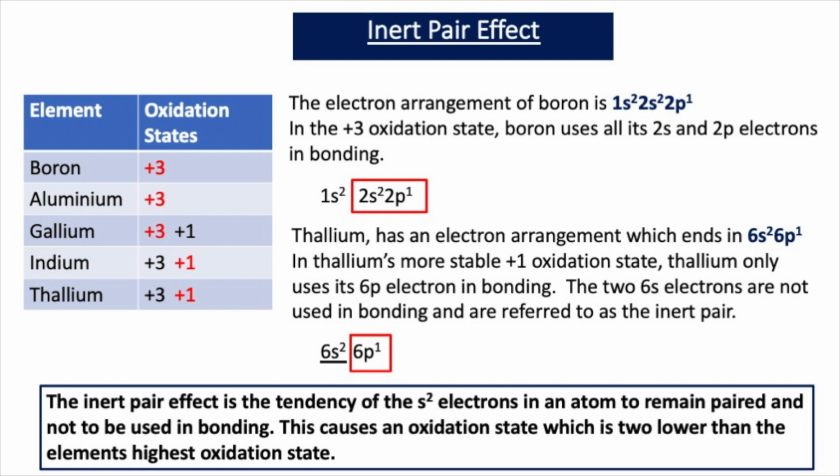The inert pair effect is the tendency of the s2 electrons in an atom to remain paired and not to be used in bonding, and this causes an oxidation state which is 2 lower than the element's highest oxidation state.